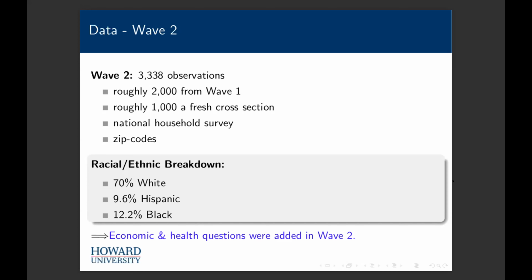Our racial breakdown is roughly 70% of respondents are white, a little bit less than 10% are Hispanic, and a little bit more than 12% are Black. And it's these economic and health questions that were introduced in wave two that we're really gonna focus on for this paper.